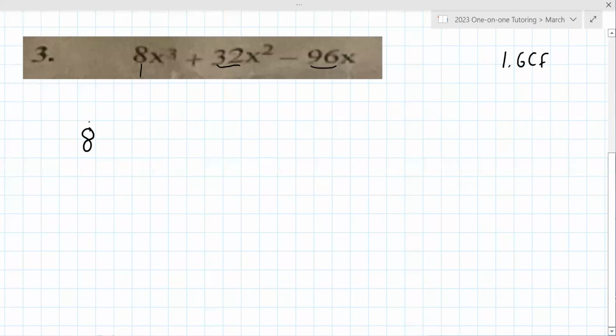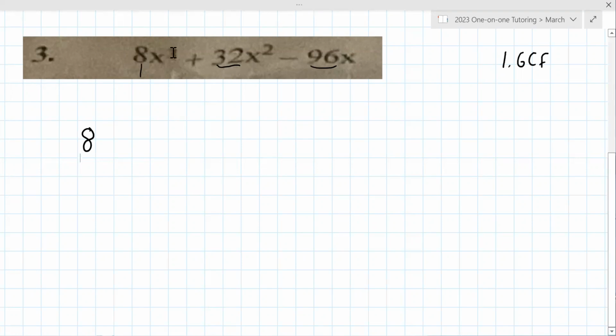Okay, let me think. And you're allowed to use a calculator? Yeah. So I would grab a calculator and just try the smallest number. Does 8 go into 32? And does it go into 96? Just divide them, and then you know right away. You're like, all right, yeah, it does.